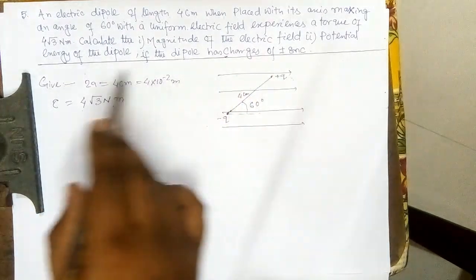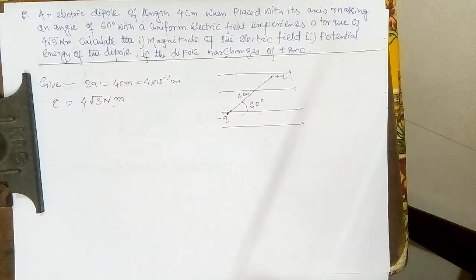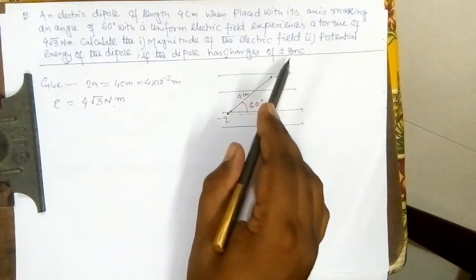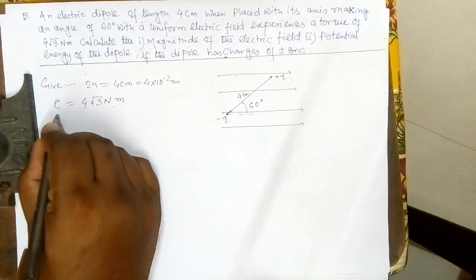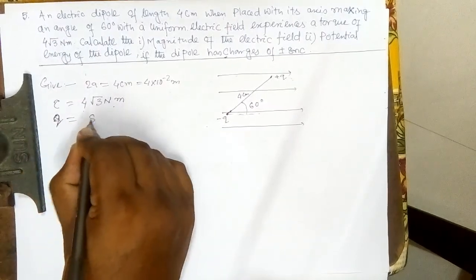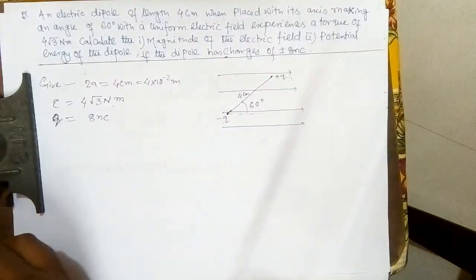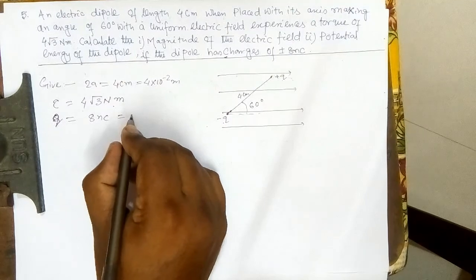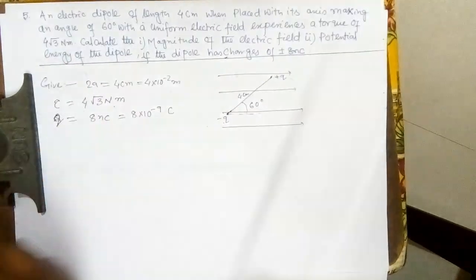What is the question? Calculate the magnitude of the electric field and potential energy if the dipole has the charges of plus minus 8 nanocoulomb. So the small q we have taken is 8 nanocoulomb. Here minus, here plus, that's why it is written plus minus. Nanocoulomb means 10 to the power minus 9, so 8 into 10 to the power minus 9 coulomb.